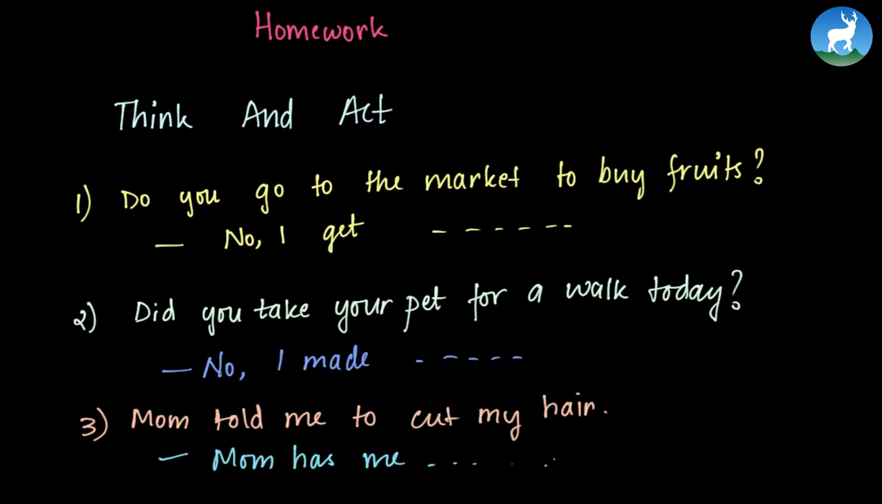This is the homework for today's class. The first question is, do you go to the market to buy fruits? Complete the sentence using no, I get, and then the correct structure. The second question, did you take your pet for a walk today? Complete the sentence starting no, I made, and the correct structure. The third question is to complete the sentence in such a way that it conveys the same meaning as Mom told me to cut my hair. Start with the structure Mom has me.